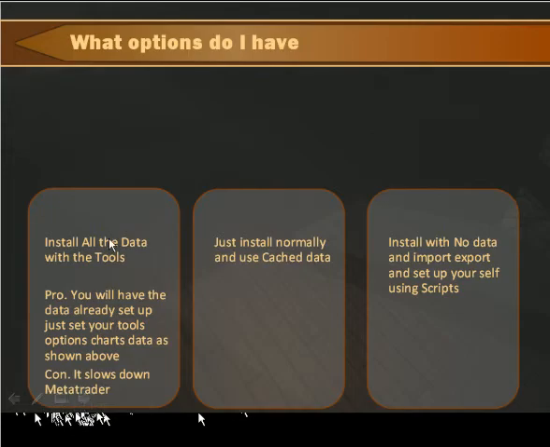Now, what options do I have? Install all the data, install the cached data, or import it. Now, for each one of these, you will be given a link, and it will say cached, historical data, and experts, and another one will say indicators. And those will be what you'll be installing.